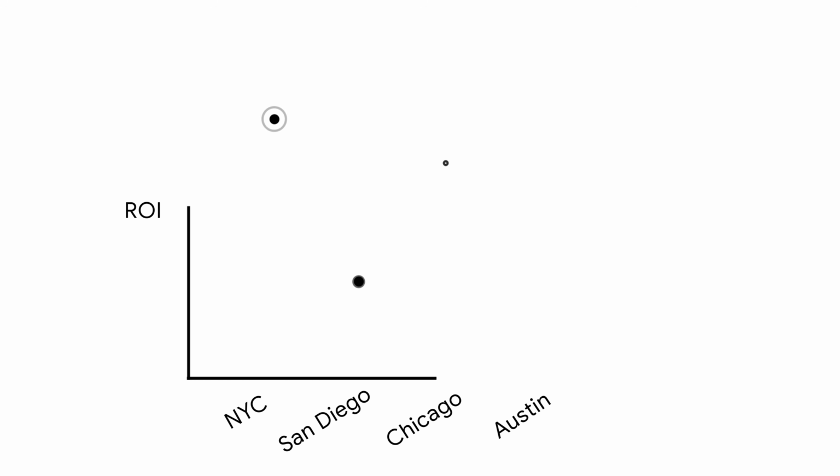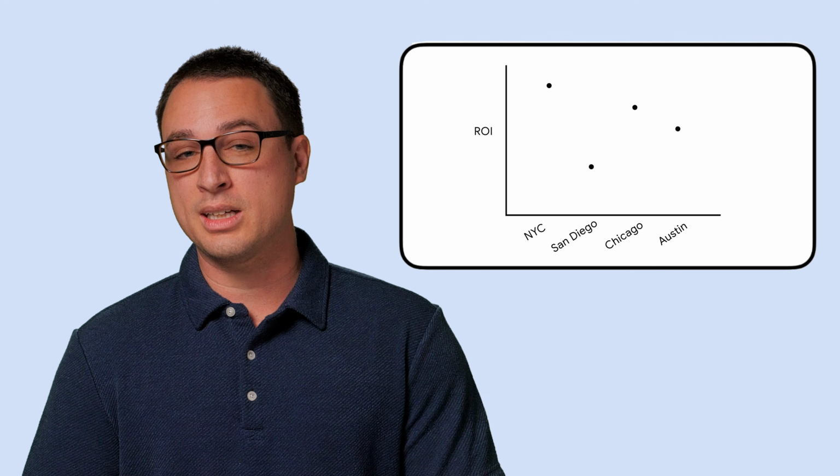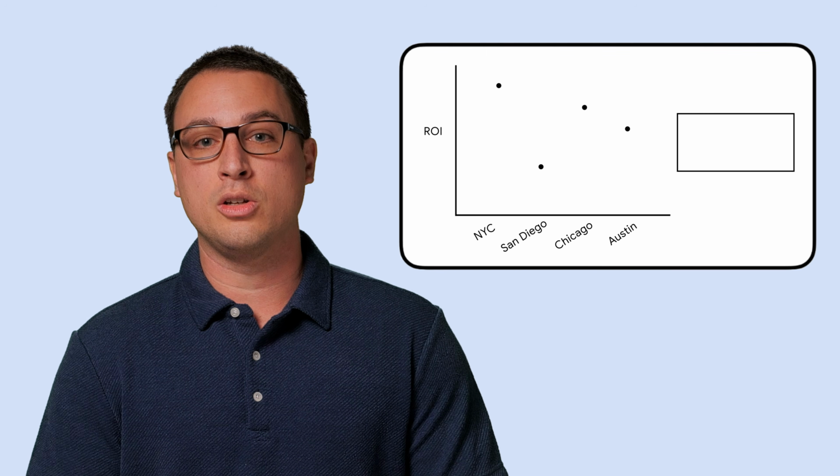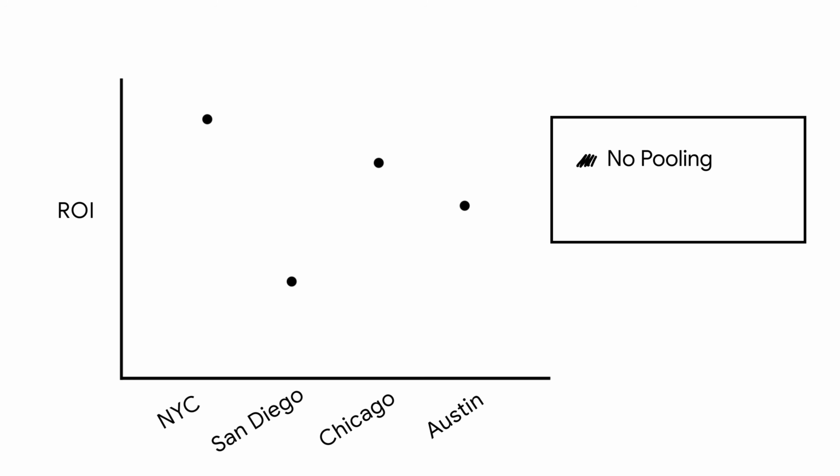To understand why this matters, imagine you need to estimate the ROI for 4 different cities. If you run a separate MMM for each city using only that city's data, you are doing no pooling. The problem is, you might not have enough spend data in a single city, say San Diego, to get a reliable estimate. Your credible intervals become very wide, meaning we aren't very confident in the result.